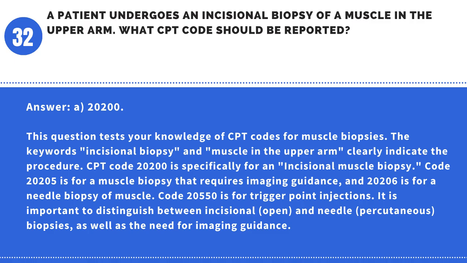20,200. This question tests your knowledge of CPT codes for muscle biopsies. The keywords incisional biopsy and muscle in the upper arm clearly indicate the procedure. CPT code 20200 is specifically for an incisional muscle biopsy. Code 20205 is for a muscle biopsy that requires imaging guidance, and 20206 is for a needle biopsy of muscle. Code 20550 is for trigger point injections. It is important to distinguish between incisional, open, and needle, percutaneous biopsies, as well as the need for imaging guidance.